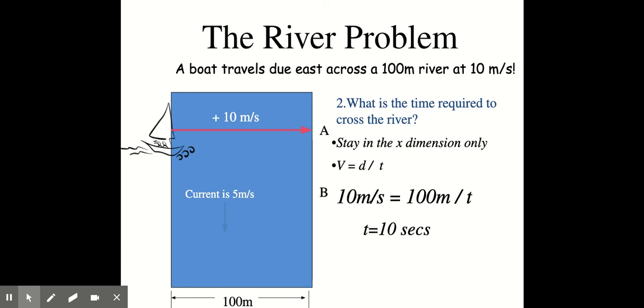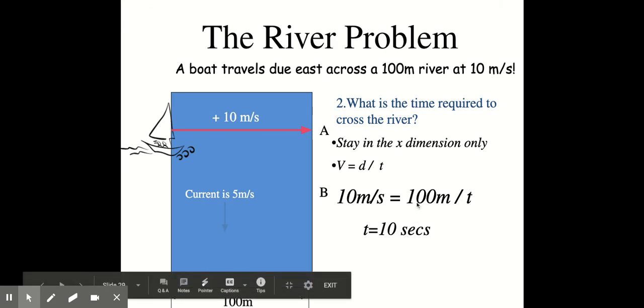If our velocity in the x direction is 10 meters per second, which was given to you, and the distance is 100 meters, then it should only take us 10 seconds to get across that river.